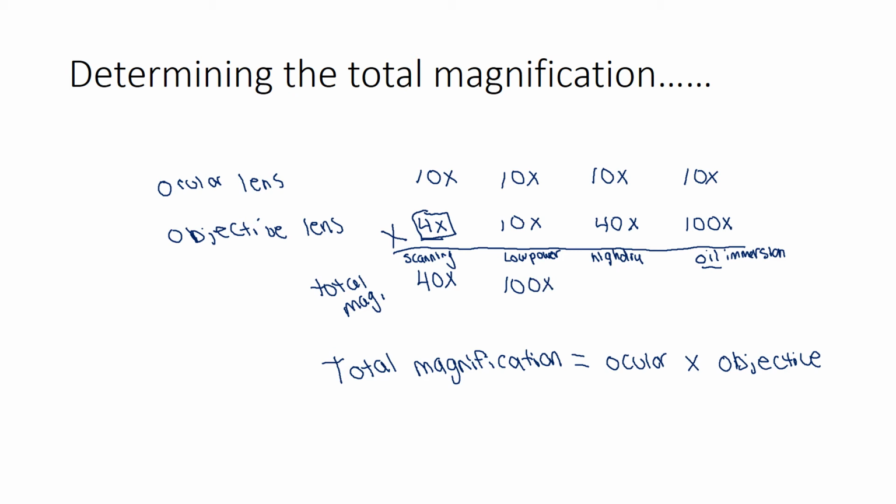Now, when you use the low power, you're actually magnifying your specimen 100 times its actual size. When you use the high dry, you're magnifying it 400 times. And then when you use the oil immersion, this is where you have that maximum for light microscopes, which is 1,000 times the size of the specimen.